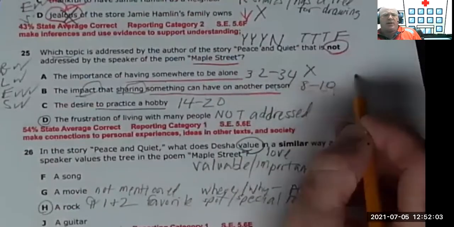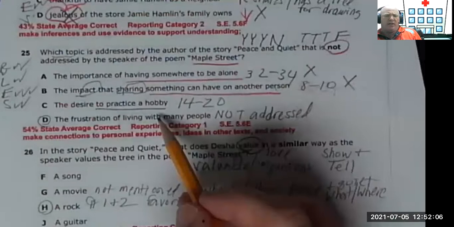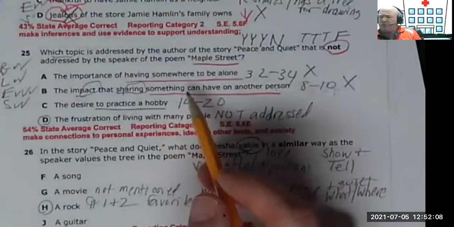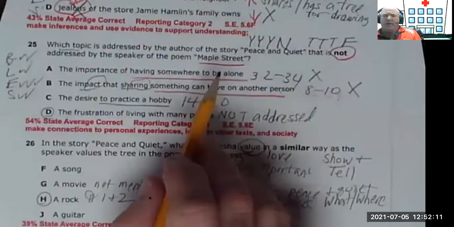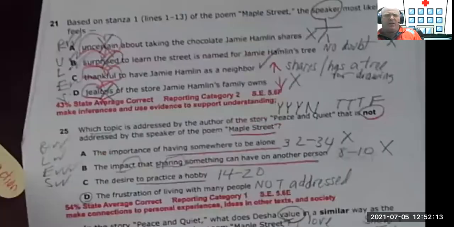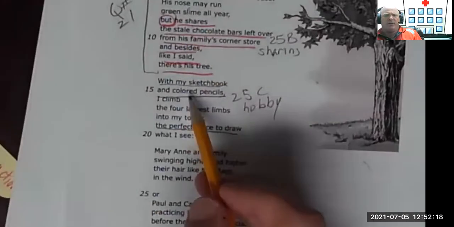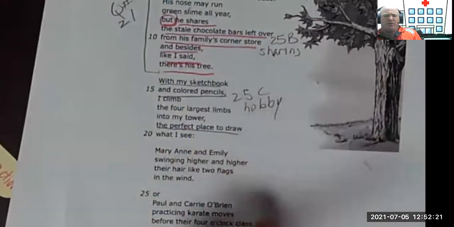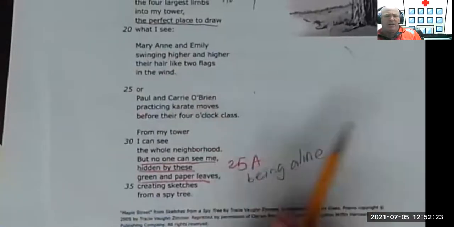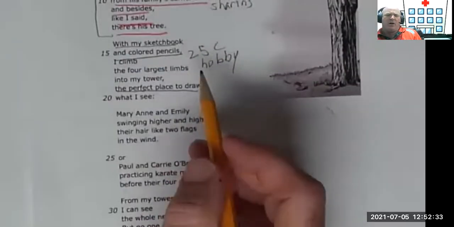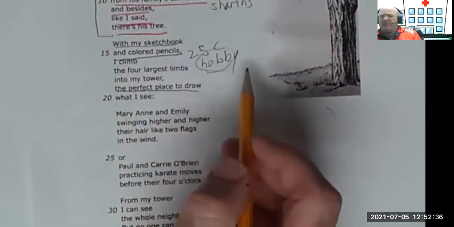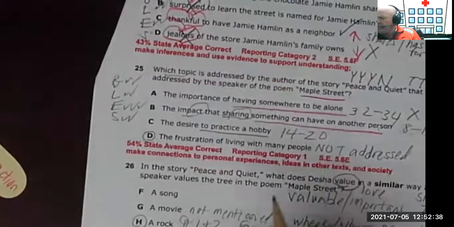The desire to practice a hobby, they're saying, is it not mentioned in Maple Street? Well, let's find out. In Maple Street, 25C, her hobby is coloring with pencils as she climbs into that tree. And you can even see towards the end that I'm creating the sketches from the spy tree. So, a hobby, what is it that you like to do?